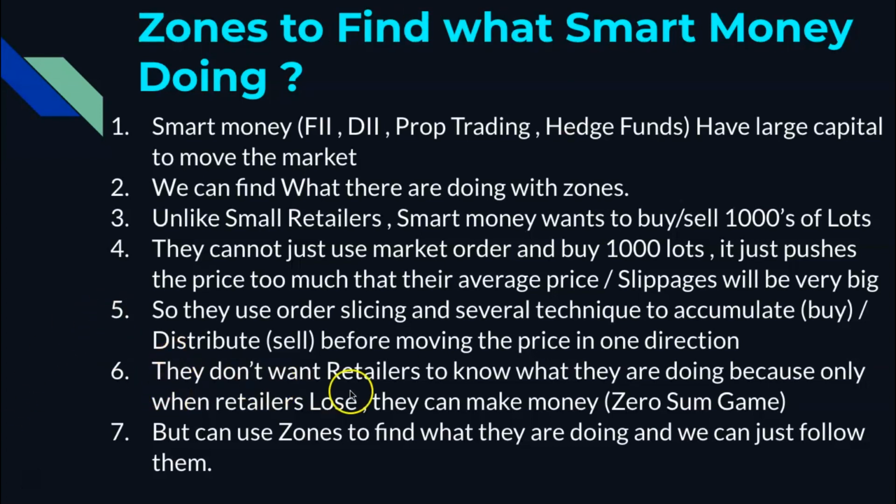Also, they don't want the retailers to know what they are doing, because if we know that institutions are planning to push the price to 12,100, all the retailers will be buying and the market would have moved up already. So the institutions cannot get the average price they intended. That is why they don't want the retailers to know what they are doing. But with the use of the zones, we can find what they are doing and we can just follow them. So let us look into the next slide now.